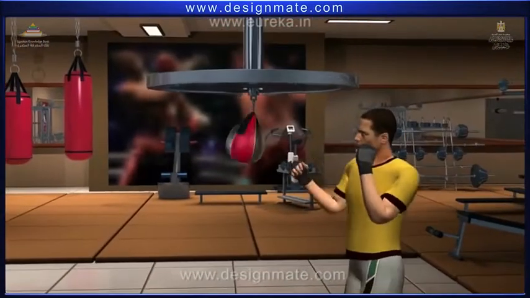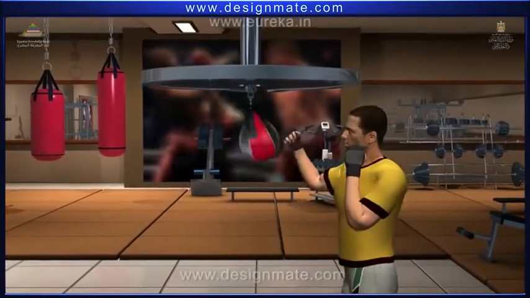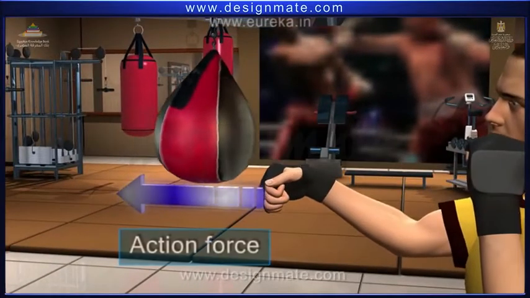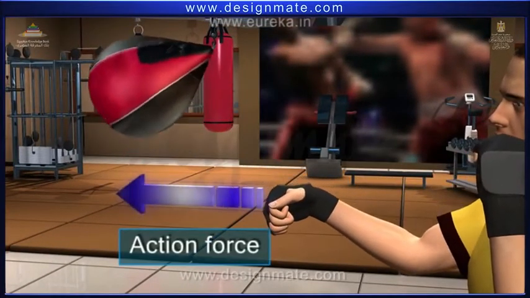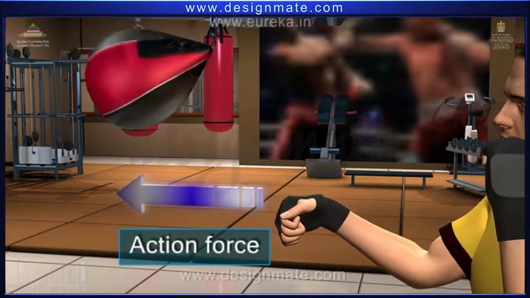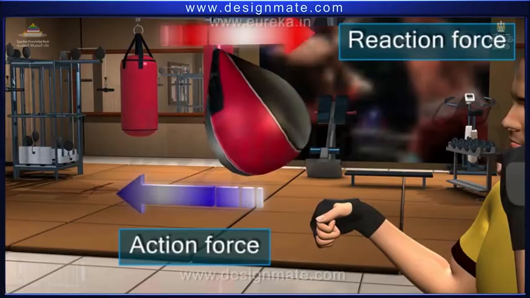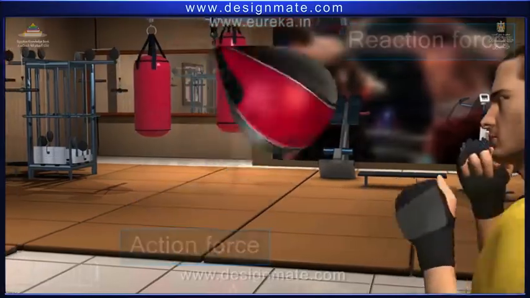Similarly, when a boxer in a practice session punches the punching bag with a great force, he applies an action force on the bag in the forward direction. An equal force in the backward direction, called the reaction force, is exerted by the bag, which may hit the boxer.